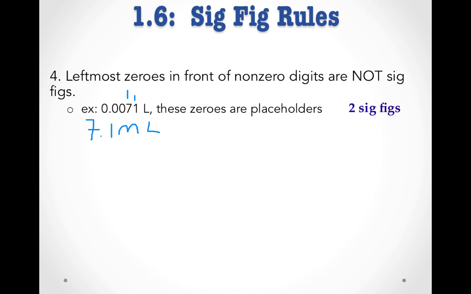We could also write it in scientific notation. 7.1 times 10 to the negative third milliliters. Again, we have not changed the value of our measurement, but we've eliminated those zeros. This measurement still has 2 sig figs. These digits here are not considered sig figs when we deal with scientific notation.